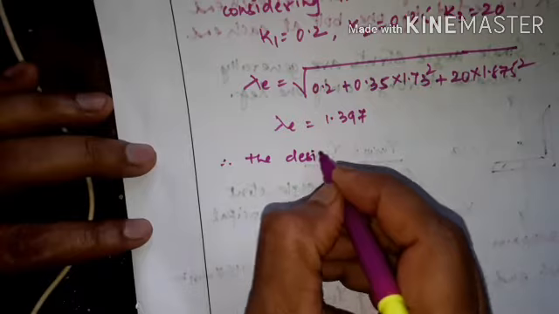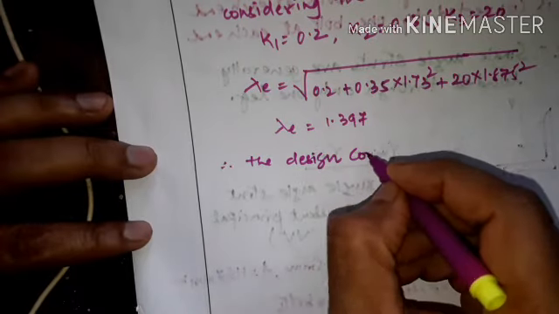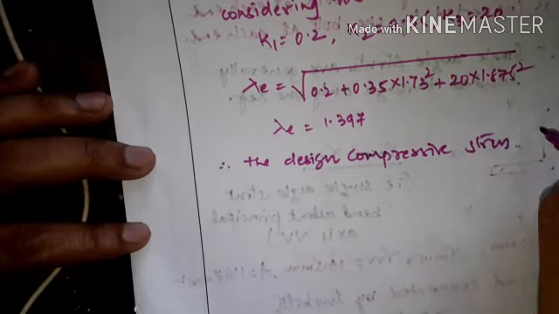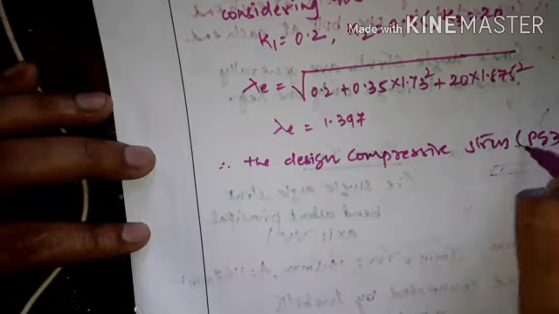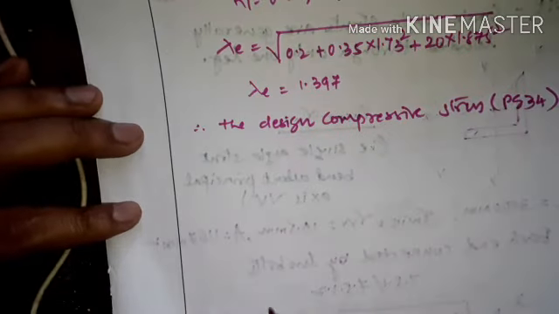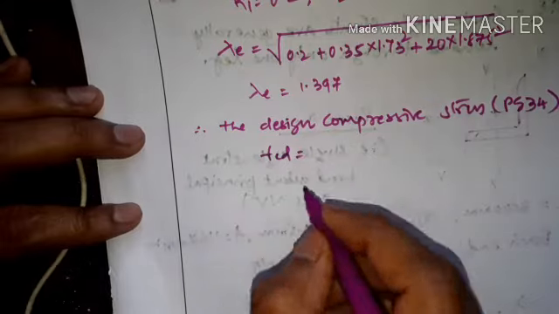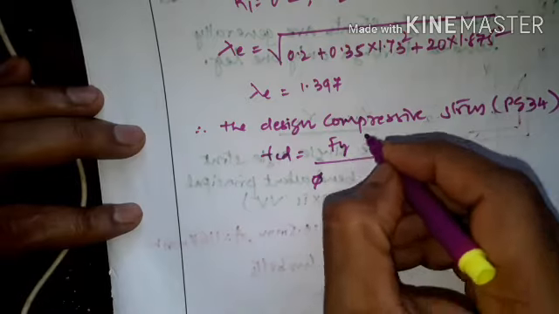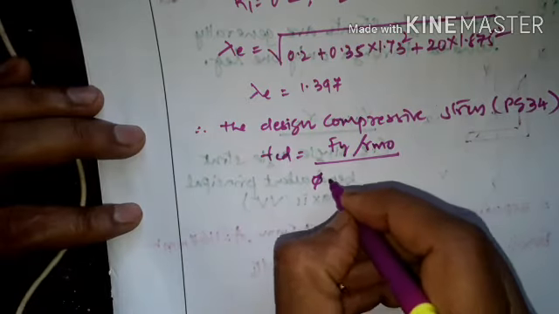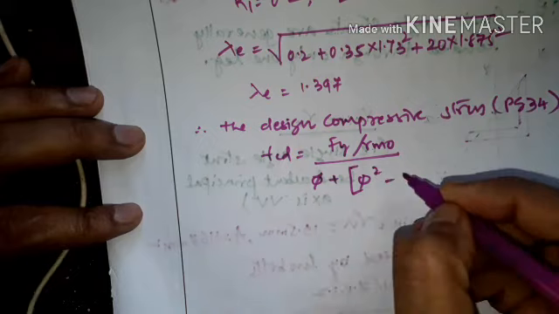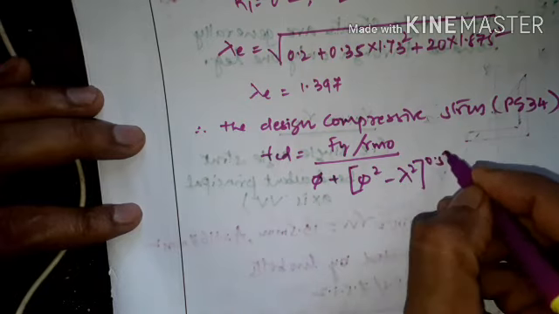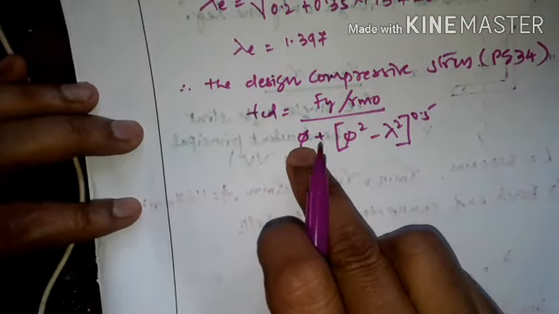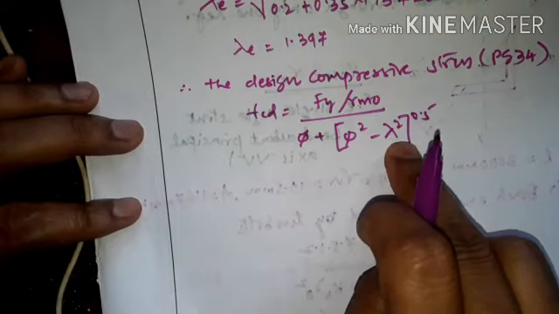So then next, therefore the design compressive stress as per page number 34, FCD is equal to Fy divided by gamma m naught, divided by phi plus square root of phi square minus lambda square, raised to 0.5. Okay, so we have to find out the phi now, because we have already calculated lambda. Lambda here is nothing but lambda e.